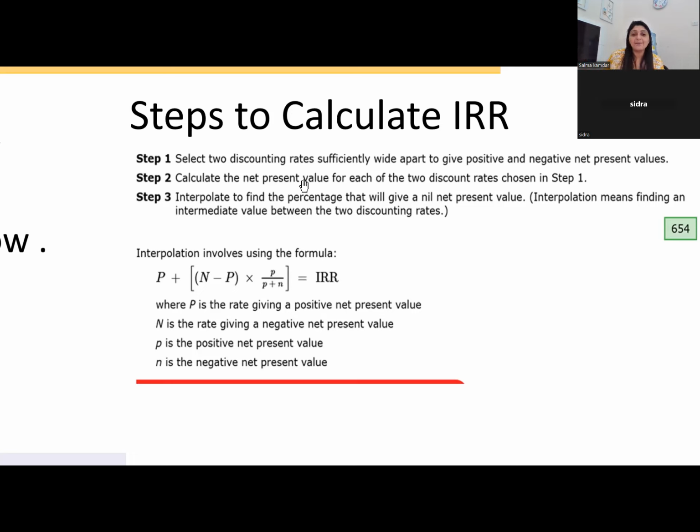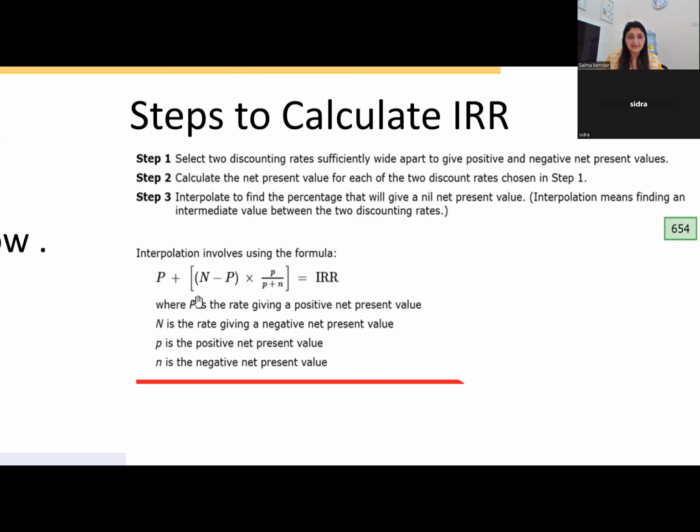Then you will calculate the NPV for each of these two discount rates. So say you have a discount rate at 8% and another at 10%, or 8% and 16%. You will calculate the NPV at those two discount rates. What is the criteria? One should give you a positive NPV, the other should give you a negative NPV. Then you will find the IRR. That means you are interpolating the percentage that will give you an NPV which is equal to zero. You are finding a percentage in between that will give you a zero NPV.